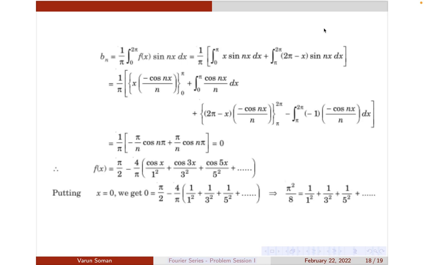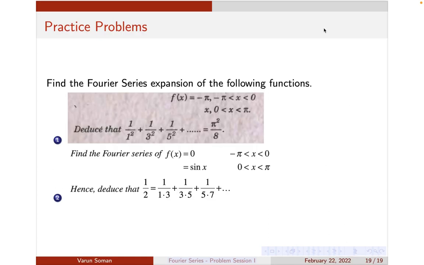Okay, so I hope this is clear. So these are the Fourier series problems based on functions of period 2 pi. In the next session we will be discussing functions of general period. The expansion is just the same, a minor change in the expansion is there, but the problems and everything will be just the same only.